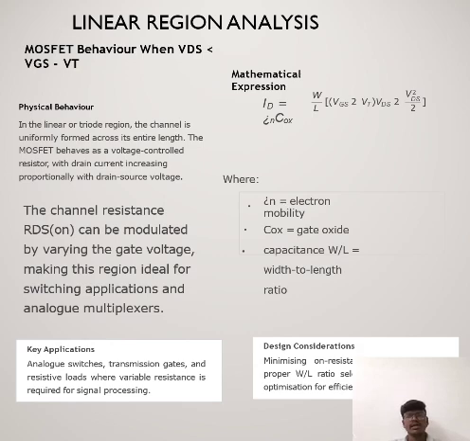Mathematical expression: ID equals mu n Cox W by L times (VGS minus VT) VDS minus VDS squared by 2, where mu n is electron mobility, Cox is gate oxide capacitance, and W by L is the width to length ratio. Key applications: analog switches, transmission gates, and resistive loads where variable resistance is required for signal processing.